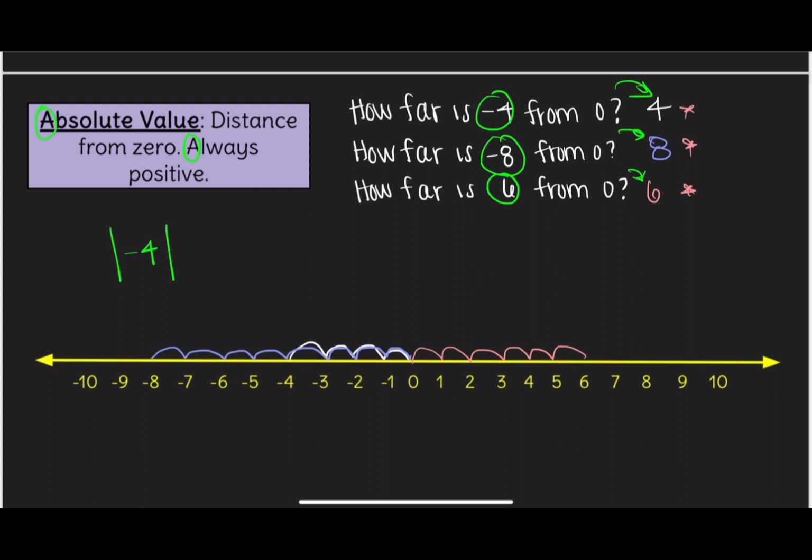You have that negative 4, and then you put the absolute value bars around it, and then you would just do this. If we wanted to do negative 8, the absolute value of negative 8 is 8. The absolute value of 6 is 6. This works for every single number. Decimals, fractions, it does not matter. The absolute value is always positive.